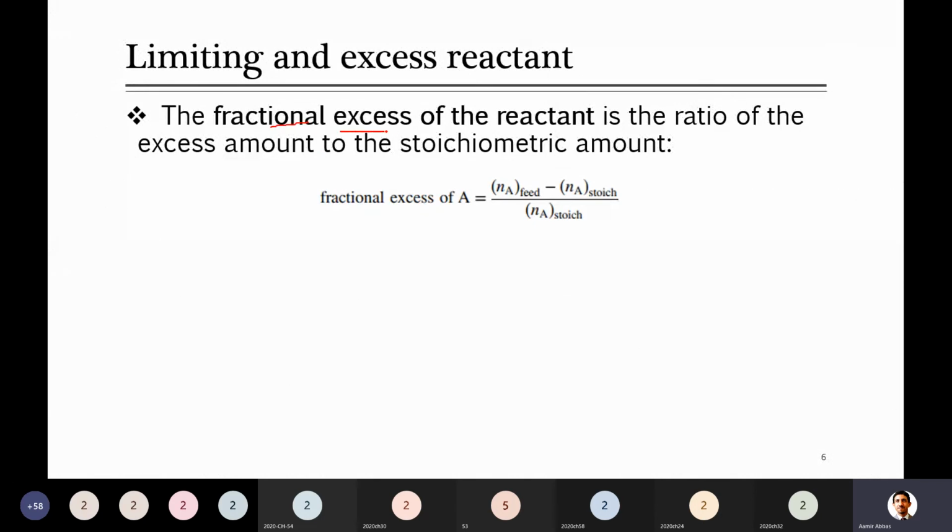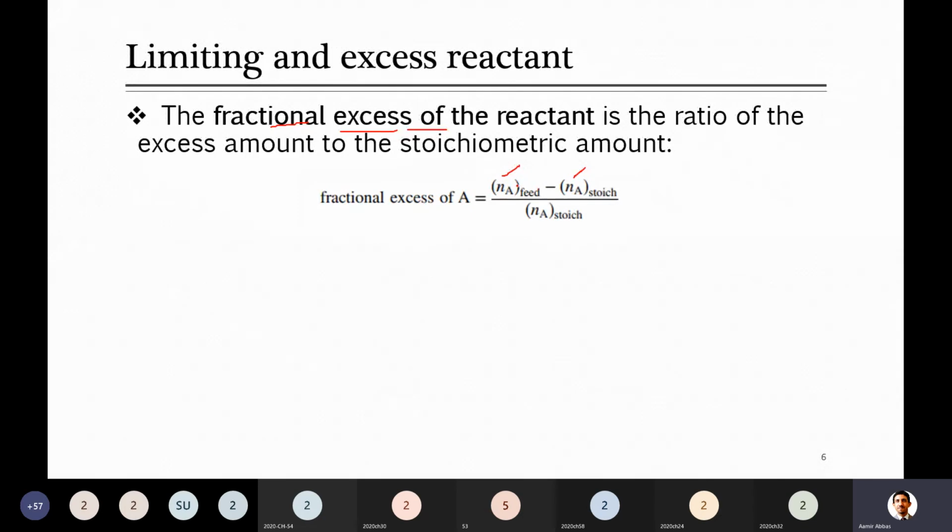Most of the problems are somewhere where you will need to calculate, for example, the fractional excess or percentage excess of any reactant. First of all, you have to decide which one is in excess and which is limiting. Once you have decided that some reactant is in excess, you can calculate its amount. So how to find its amount? That is calculated by using this formula, the difference between the amount of that component in the feed minus the amount as per the requirement of the stoichiometric equation.